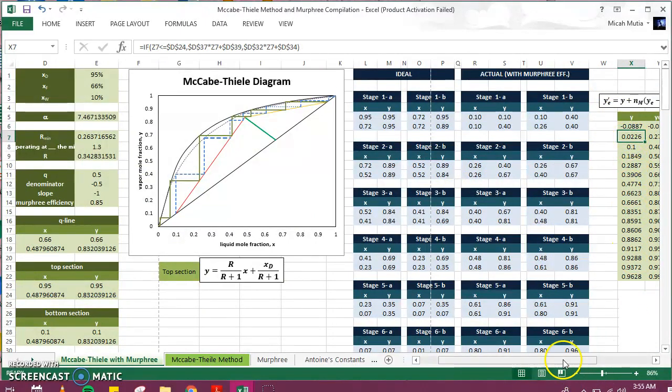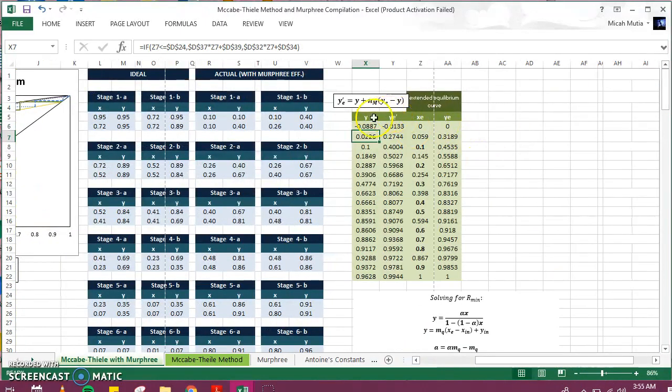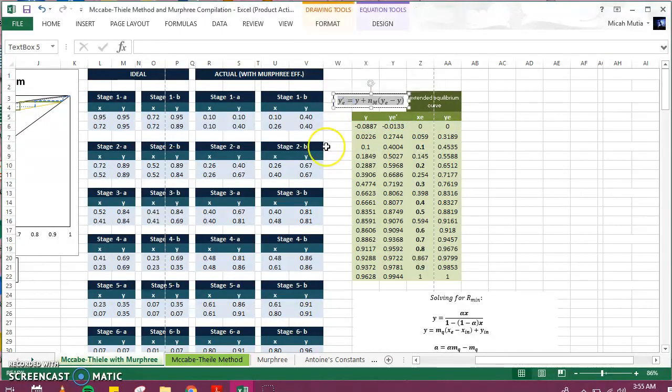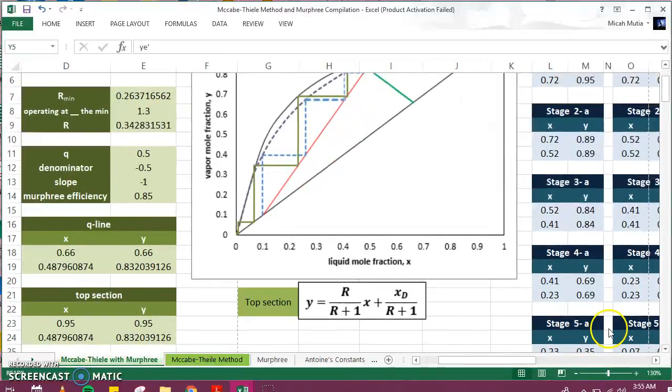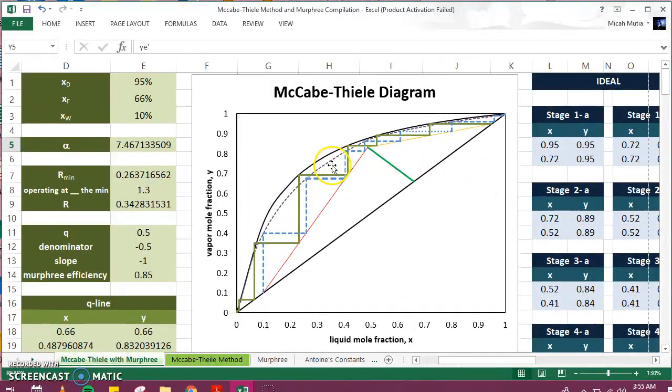After getting all the values of Y, we can now proceed to the calculation for the values of YE prime, as given in the formula here. Taking the values of XE and YE prime, we can now graph the equilibrium curve for the actual process. Shown in the diagram, the actual curve is the purple dashed line.